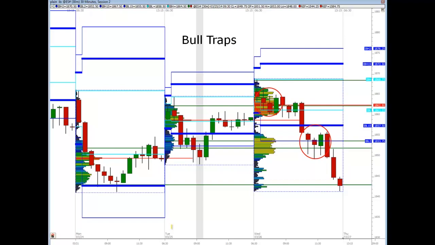We had a couple of interesting bull traps, and I tried to highlight them for you in our discussions. Now the key question is, how do we avoid them? One of them was here at this area.